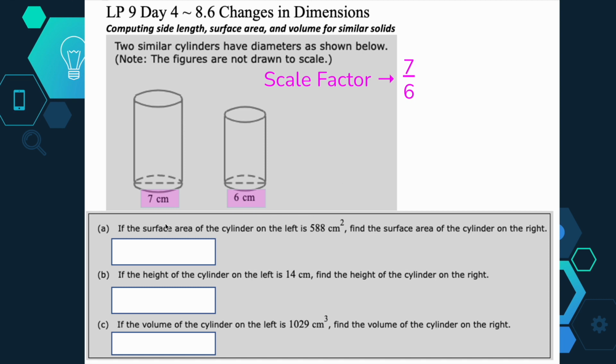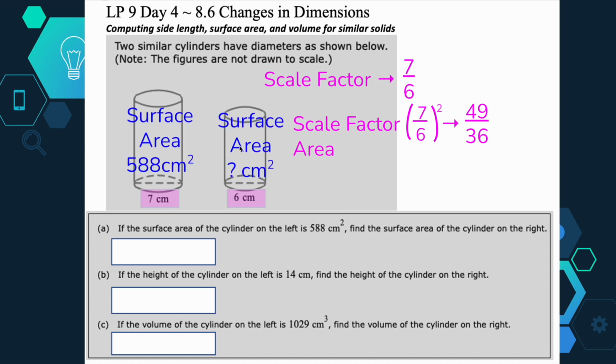And so the very first question they ask me is to do surface area. Well, remember, I have to take that scale factor and change it if it's area or volume. If it's just the length, I leave it alone. But since it's an area, I'm going to have to take that scale factor and square it. So I'm going to have 7 squared, 6 squared. 7 squared is 49 and 6 squared is 36. So this is the scale factor ratio for my surface areas.